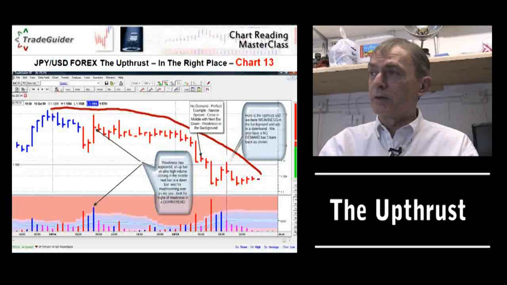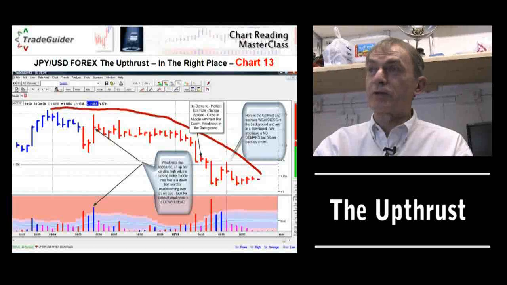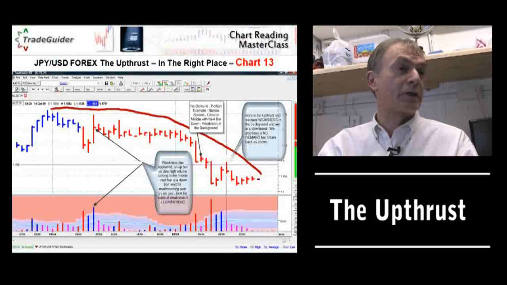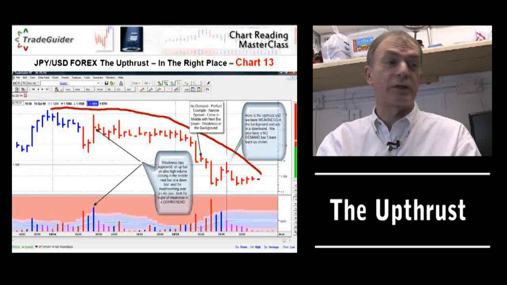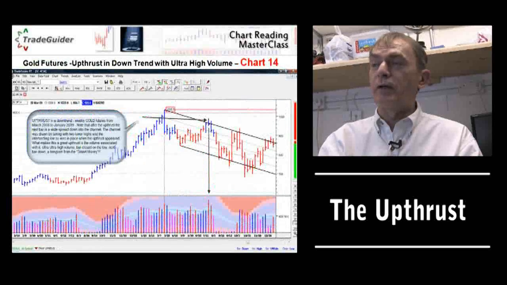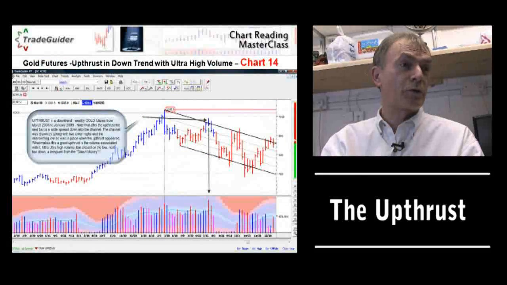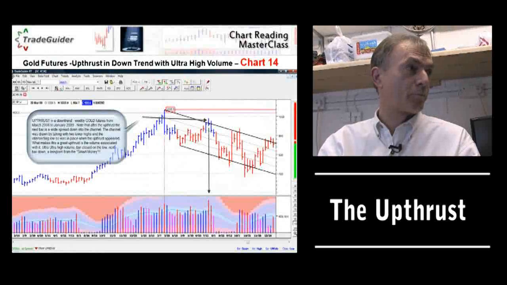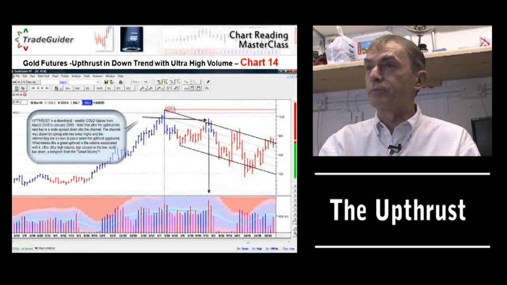Right. Now, with a high volume upthrust, the professionals are actually selling into that bar, because an upthrust, remember, is going to close near its low. So the fact it gets marked up at the open and collapses down to the low on high volume shows there must be selling or supply coming in on that bar. Well, let's have a look at a high volume upthrust then in gold, which we just talked about.